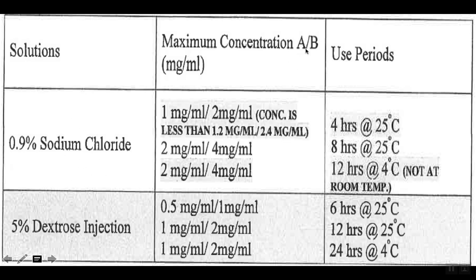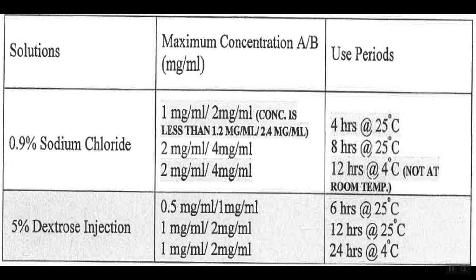Maximum concentration A/B. Now the A is referring to the concentration of drug A, and the B is referring to the concentration of drug B. Okay, so here they have the concentrations for each one. So 1 milligram per ml, 2 milligrams per ml for drug B. Now if you calculate the concentration of drug A, if you find out how much you need of drug A in the dose, and you divide that by 50 ml, the 50 ml bag, you should get an answer of 1.2 milligrams.